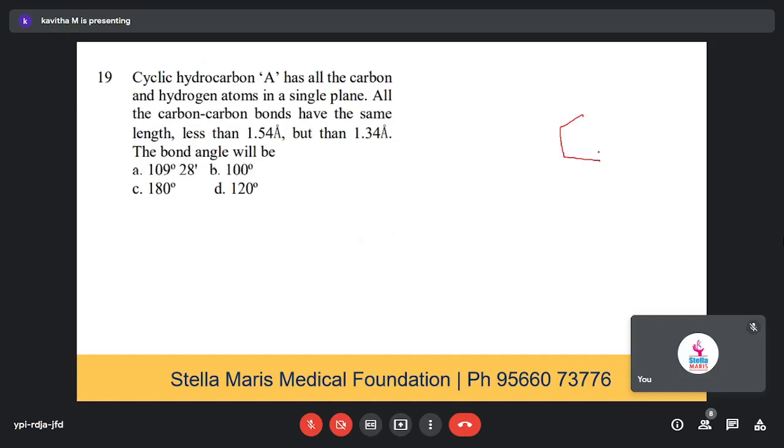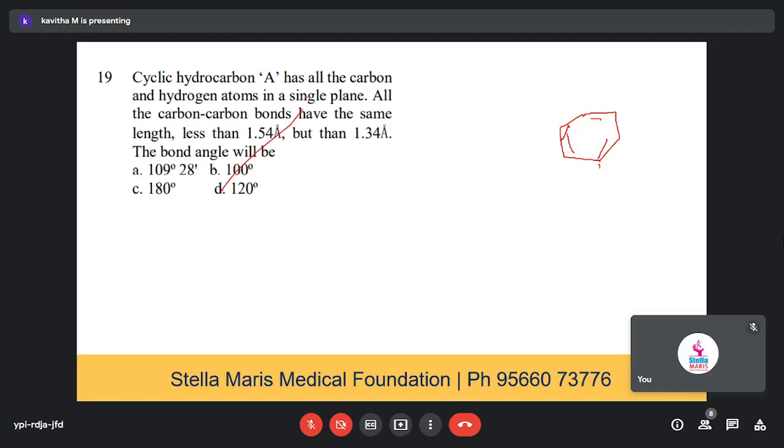Yes, ma'am. Yeah, a benzene ring with alternate double bonds. So all are having the same bonds, and the bond length is between 1.54 and 1.34. So what will be the angle here? 120 degrees. So the answer is D for this.